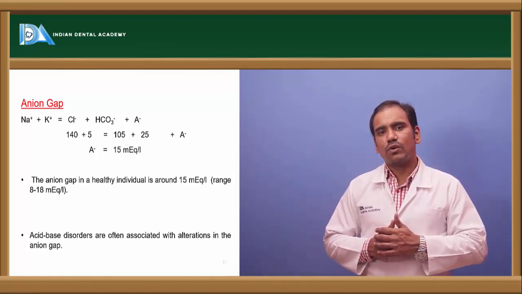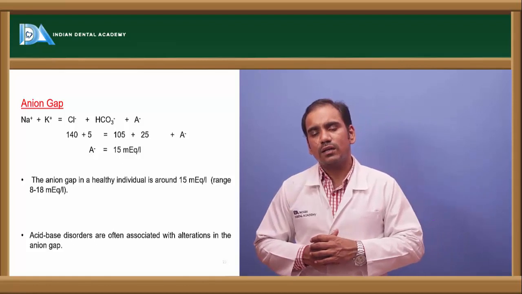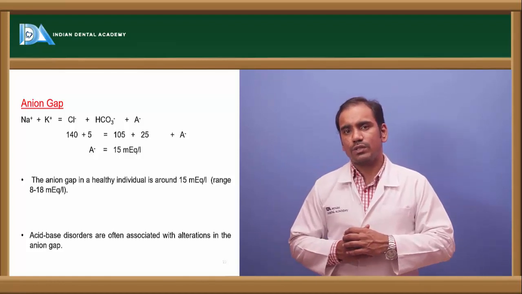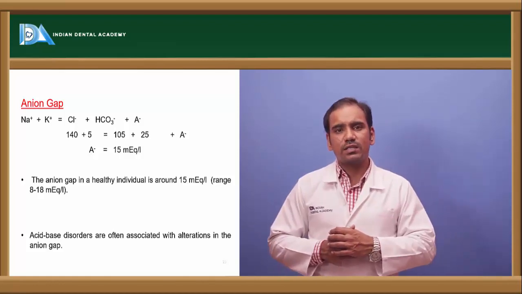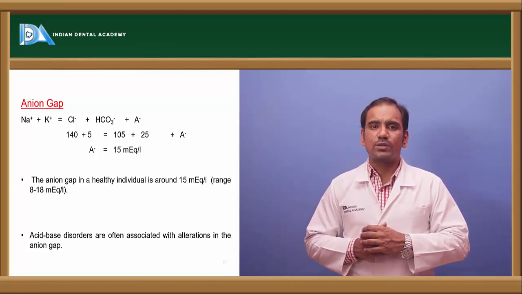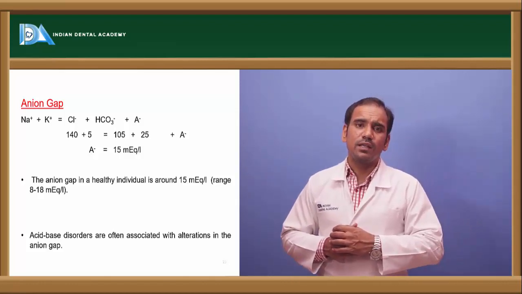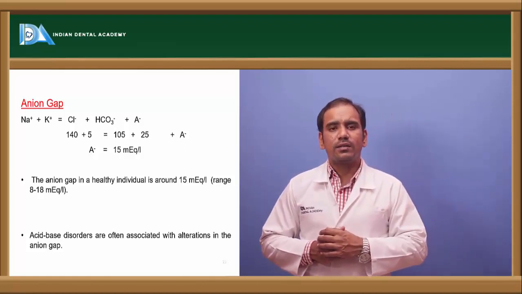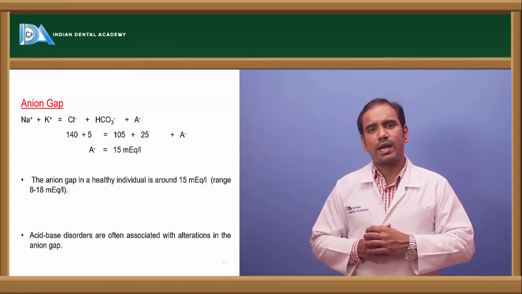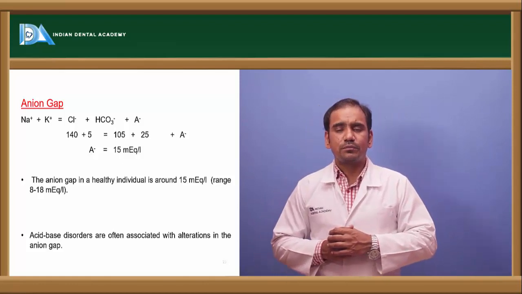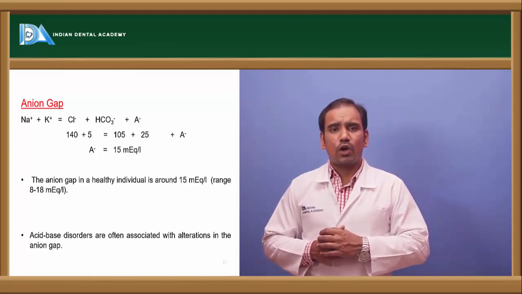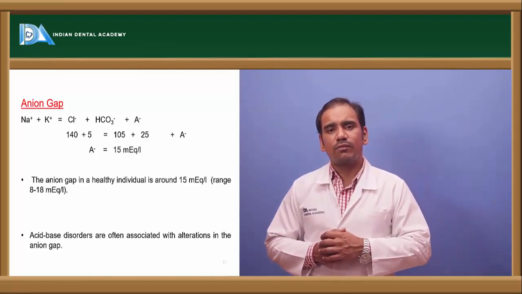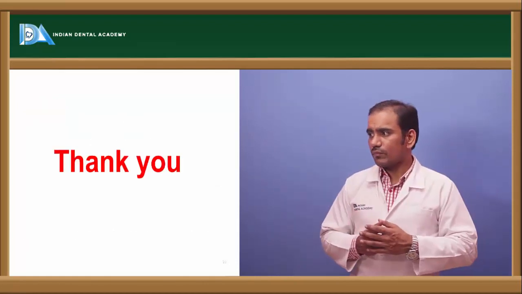Whenever it is increased, we call it high anion gap. When it is decreased, we call it low anion gap. Generally in acidosis conditions, this anion gap is affected. In metabolic acidosis, there is increase in anion gap, and we call it high anion gap acidosis, as in diabetic ketoacidosis and lactic acidosis. And in case of diarrhea, there is normal anion gap, right? So that is the significance of anion gap. That is altered in case of metabolic acidosis. Thank you.